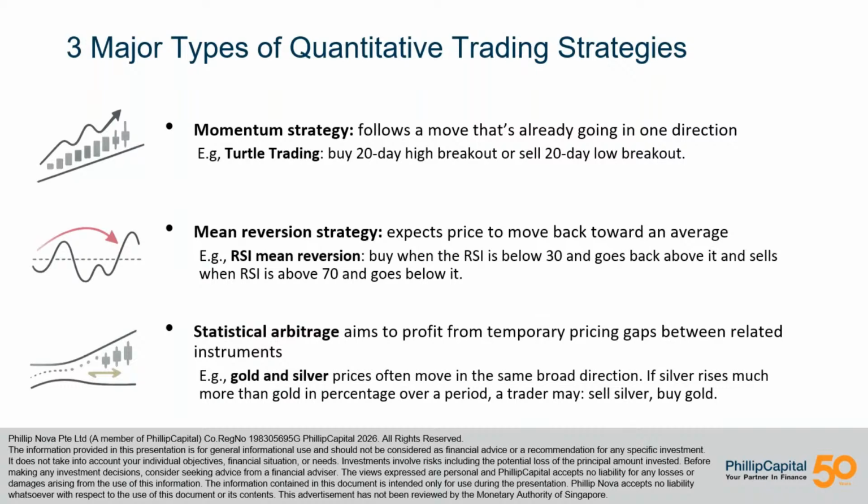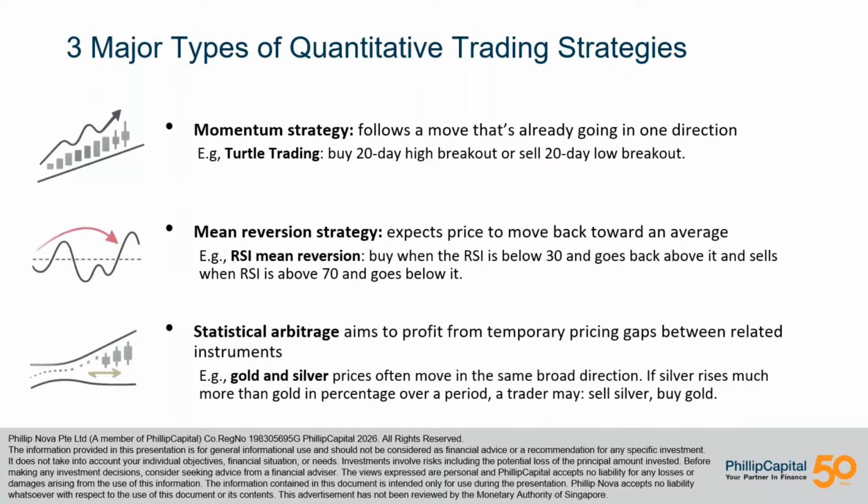And then the third type is statistical arbitrage, which aims to profit from temporary price gaps between related instruments. So what does that mean? Firstly, it always trades at least a pair of markets, at least two markets which are highly correlated. Here the example is gold and silver. Their prices often move in the same broad direction, with high correlation between their movements.